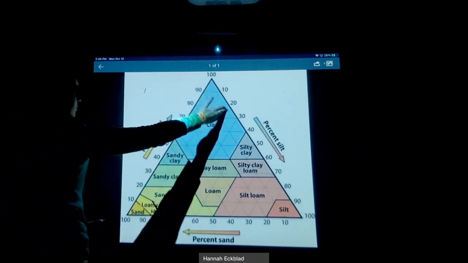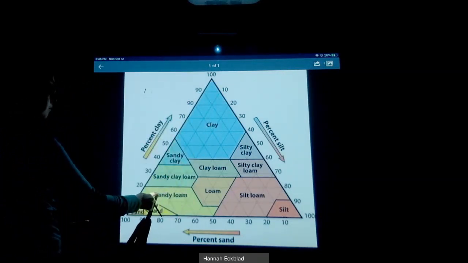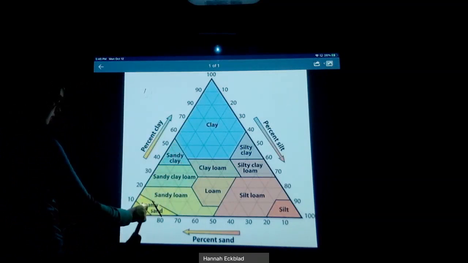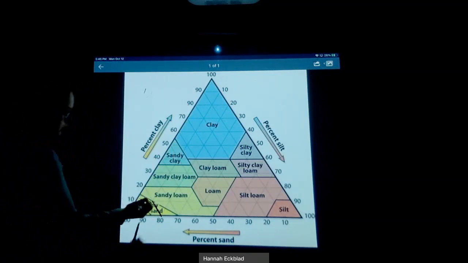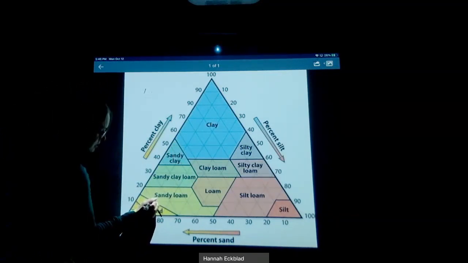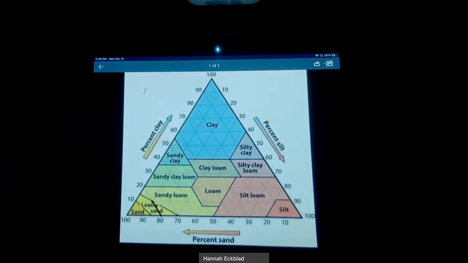That are between, that are right here on this line. But the easiest one would be 10 and 10. So I could say it's 10% clay, 10% silt, and 80% sand. Right on that line.